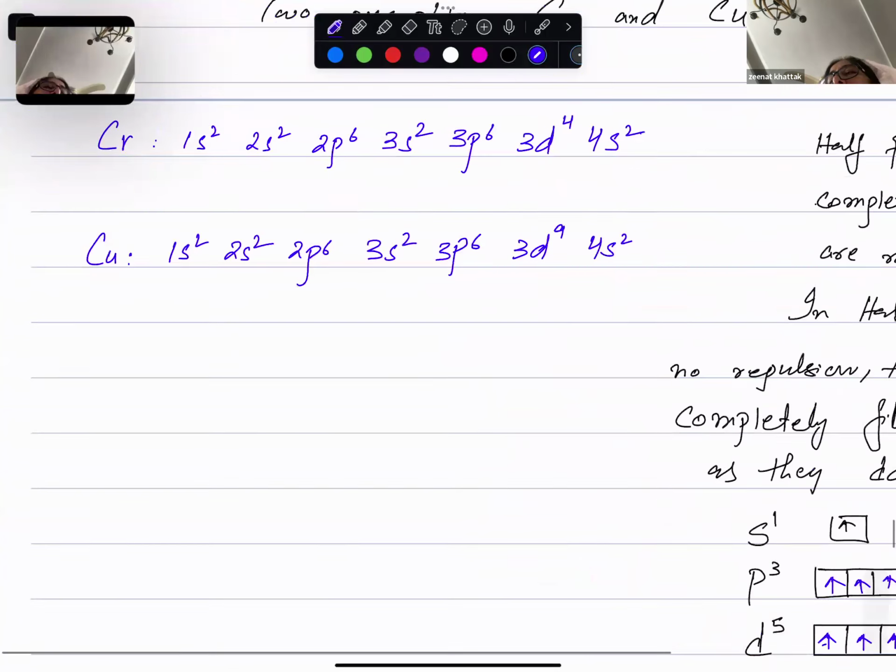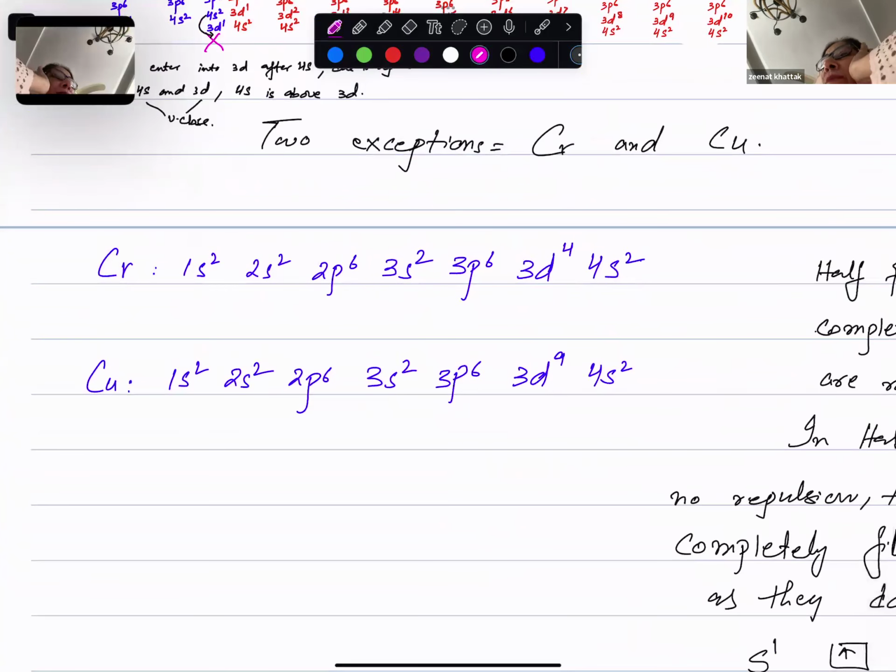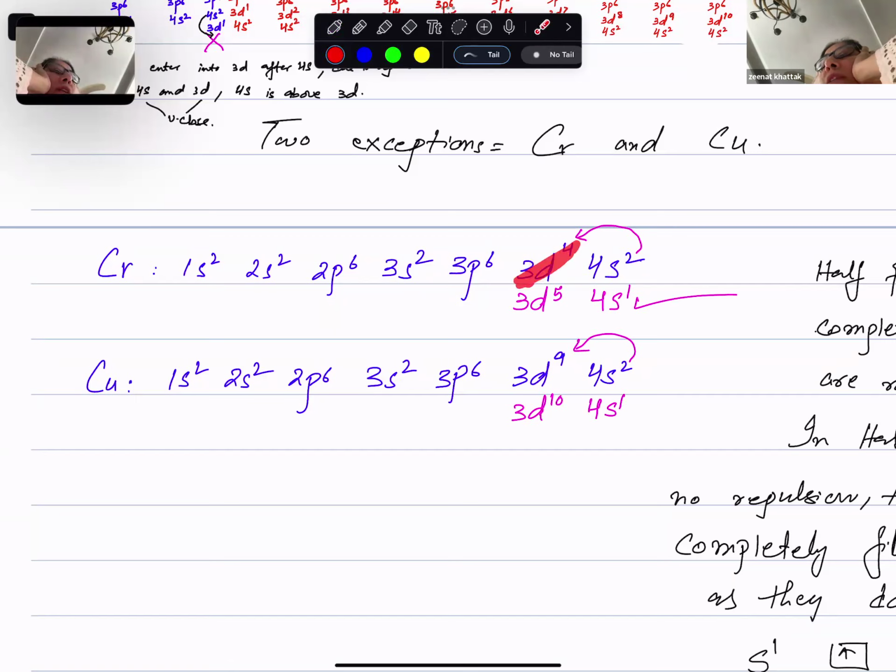Completely filled. Now look at this. You know what they do? It gives one electron to this. After giving the electron, this becomes what? 3d5 and 4s1. Both are half filled. More stable. It gives one electron to this. It becomes what? Completely filled. And the other becomes what? Half filled. Look, neither half nor complete, but this is complete.